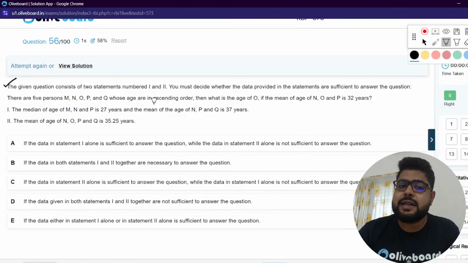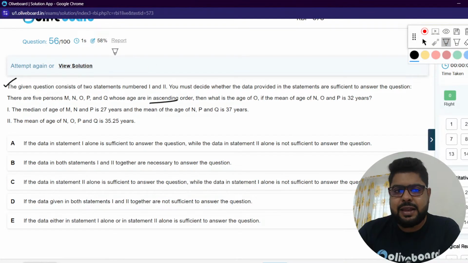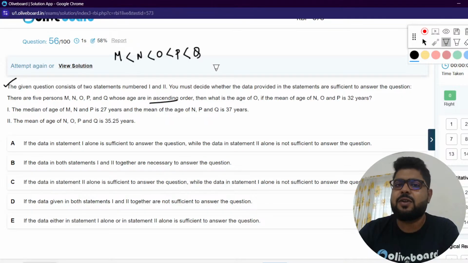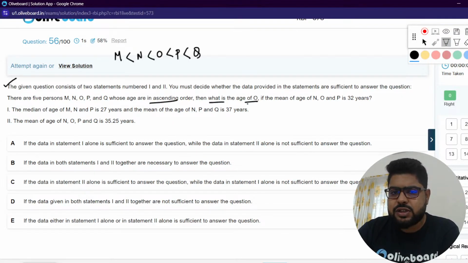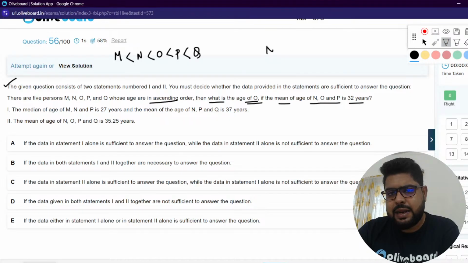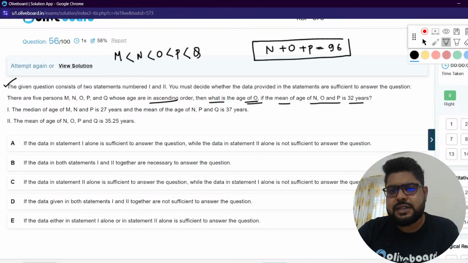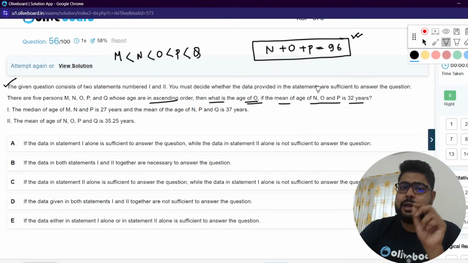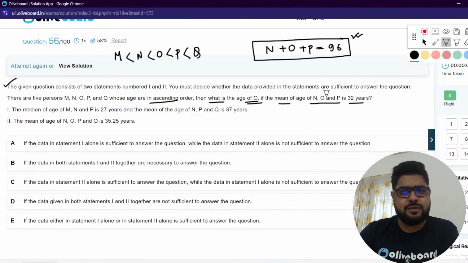M, N, O, P, Q, whose ages are in ascending order, meaning M less than N less than O less than P less than Q. What is the age of O if the mean age of N, O, P is 32? Meaning N plus O plus P, mean is 32, so the total is 96. Because it's data sufficiency, I don't need to find the value. I need to find whether I can find the value or not.